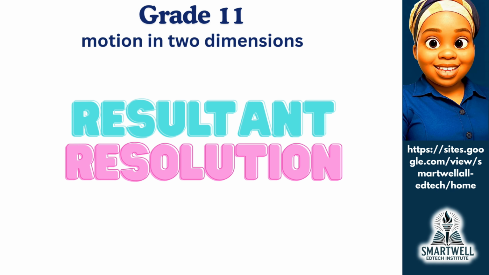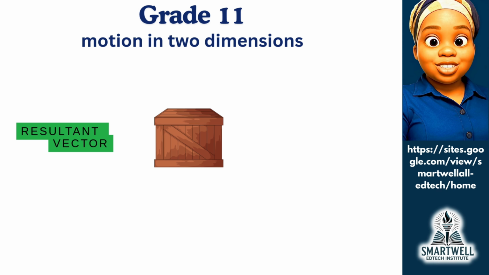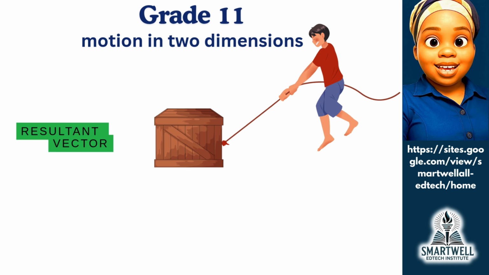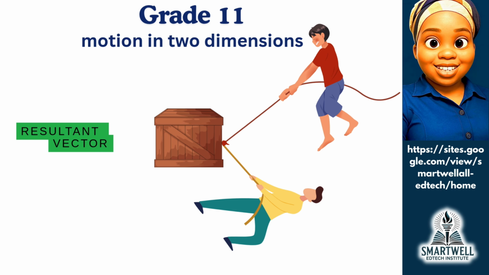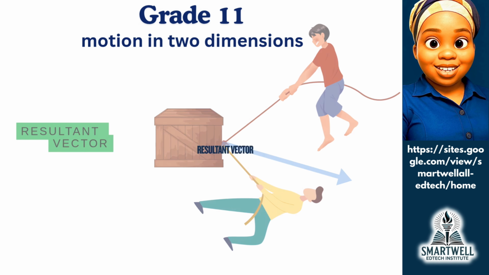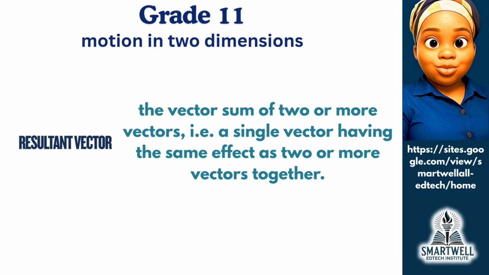Before we resolve any two-dimensional vector, we must understand the idea of a resultant vector. Suppose one vector acts in one direction and another vector acts in another direction. When their effects are combined, they produce one new vector. That new vector is called the resultant vector. A resultant vector is the vector sum of two or more vectors. That is, a single vector having the same effect as two or more vectors acting together.